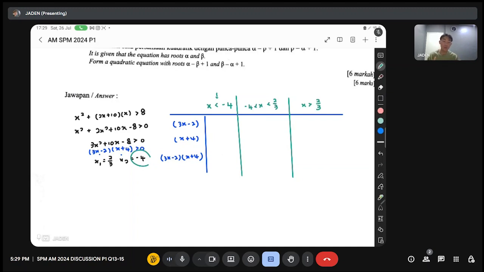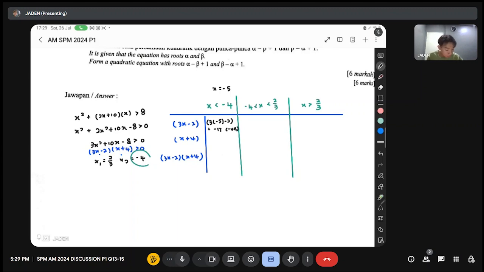Now, when I do this, it means I have to select a value for each. So for less than negative 4, let's say we choose x equal to negative 5. We take this negative 5 and put it into the bracket. So this will be 3 times negative 5 minus 2. You're going to get an answer which is negative 17, and negative 17 itself is a negative answer. So this is for your own reference.